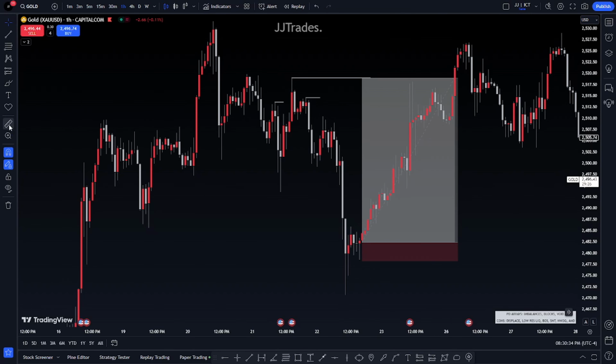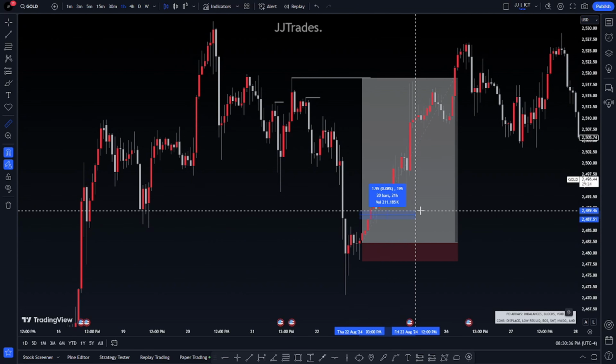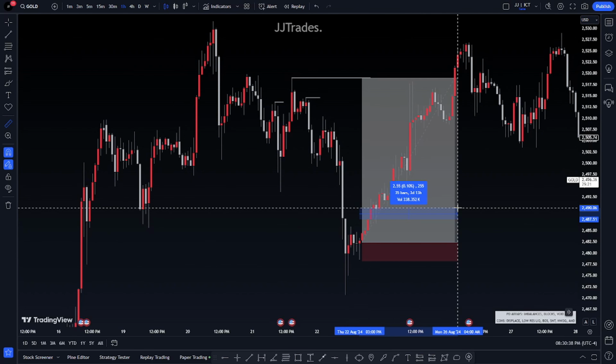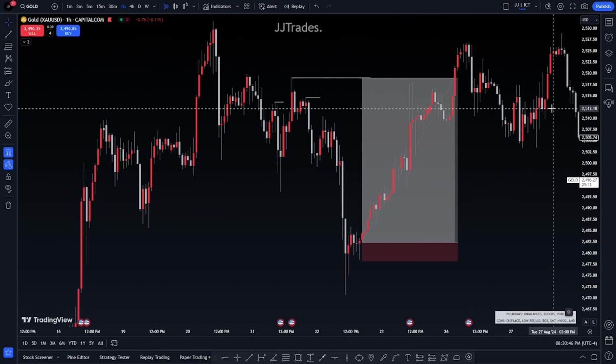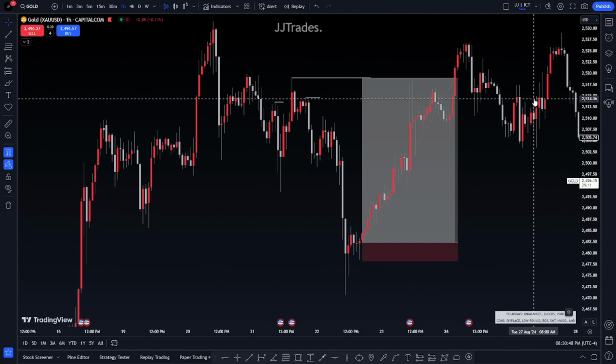Actually, you know what? You want to count? Sure, let's do it. From here all the way to here. That's 35 candles, so 35 hours. Really 34, okay? So you get it, it's really simple. It's not that hard to learn.